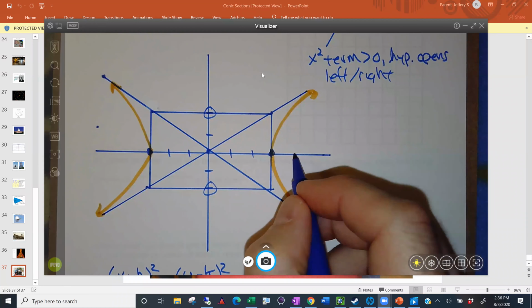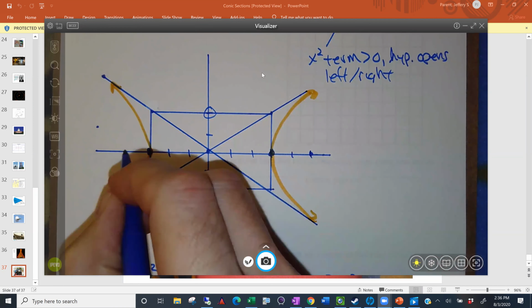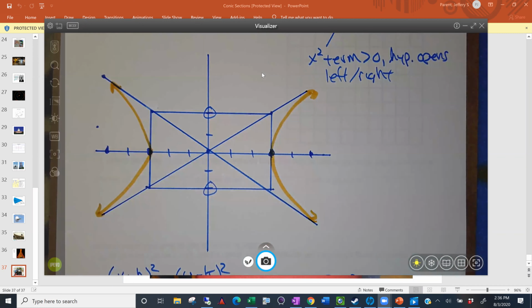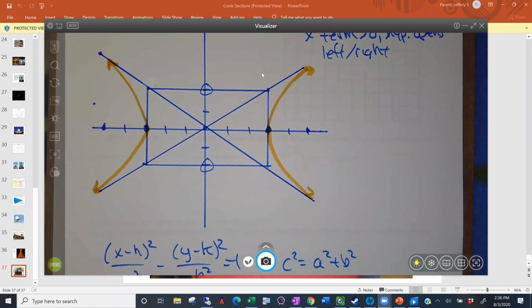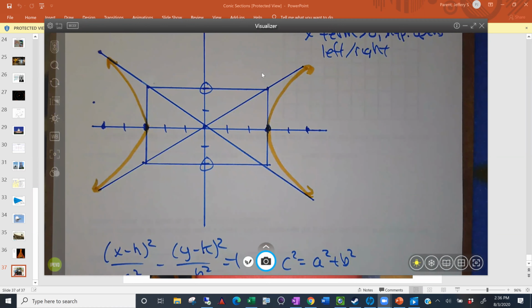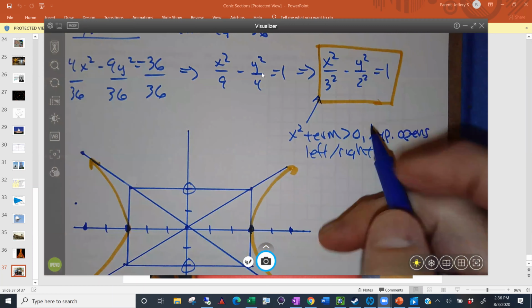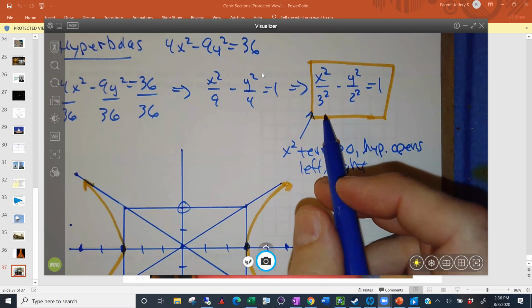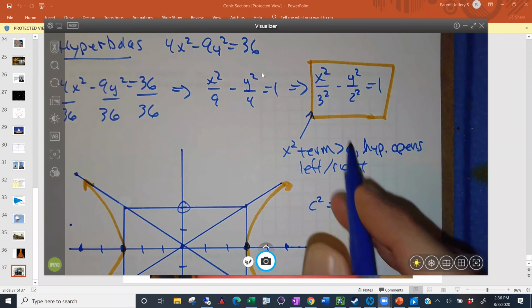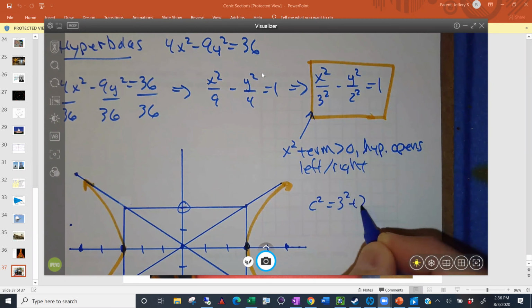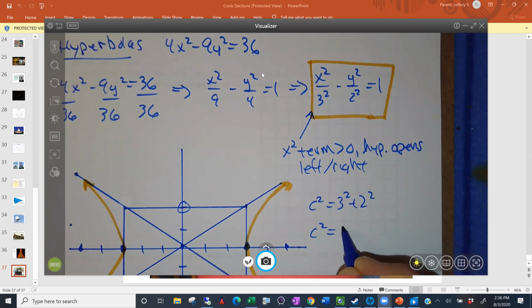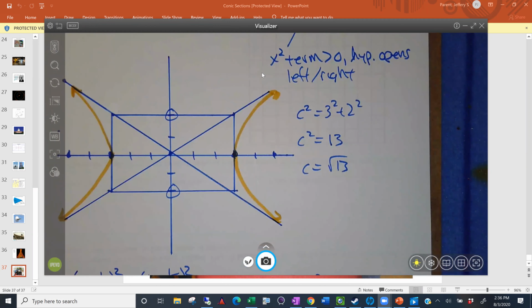So probably here and here, I'm guessing. We'll calculate that. Let's actually find out. So, oh, you know what? My guess was wrong. I can tell you that right away. So c squared is going to be 3 squared plus 2 squared, which is 13. Square root of 13. It's going to be 3 and change.